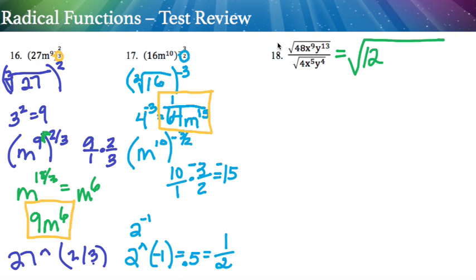And then let's reduce x to the 9th. There's 9 x's on the top, 5 on the bottom, so if I cancel those, I'm going to have x to the 4th. And if I have 13 y's on the top and 4 on the bottom, that means I've got y to the 9th. And this is a square root problem. Okay, so now look, it's so much easier now.